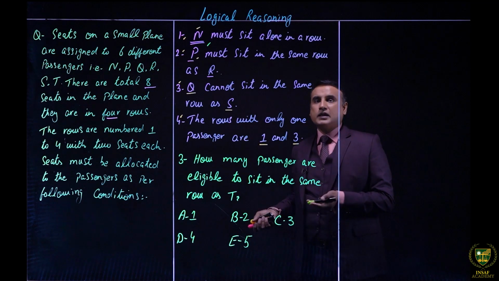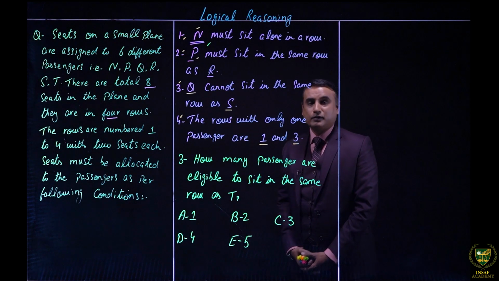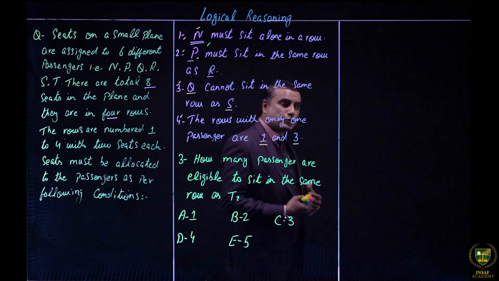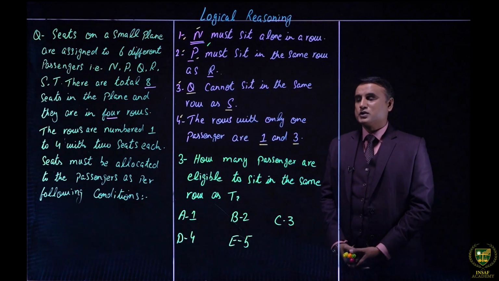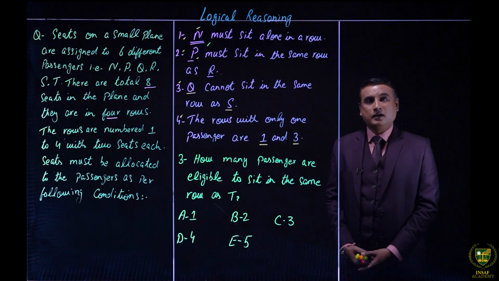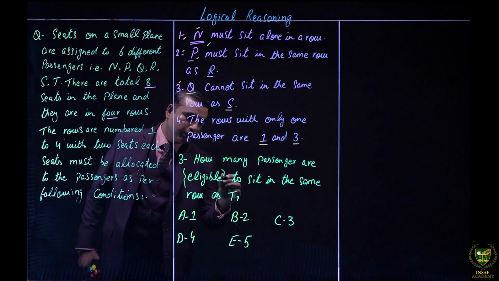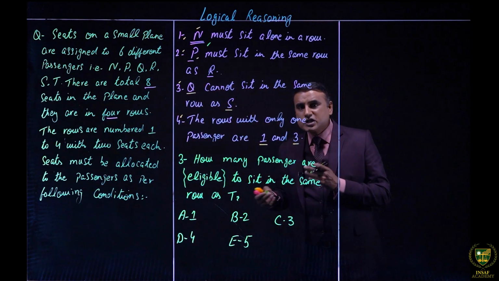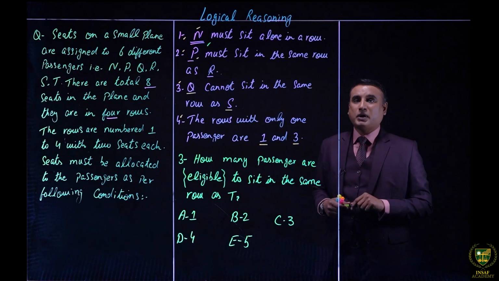Why is this question tricky? Because apparently you will feel that the answer is alpha, 1. Because आपको लग रहा होगा कि there are only 2 seats in a row and one is already occupied by T. So understood है कि उसके साथ कितने लोग हैं जो बैठ सकते हैं, एक ही. But here we are not talking about the capacity. We are talking about the eligibility. कितने combinations बन सकते हैं T के साथ? This is what the question is all about.